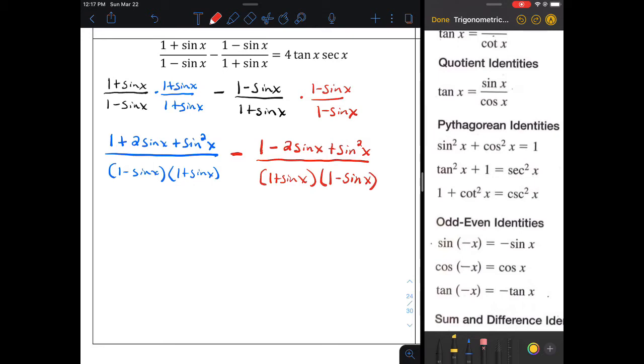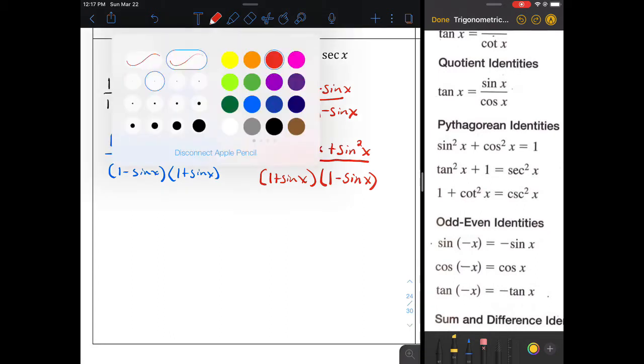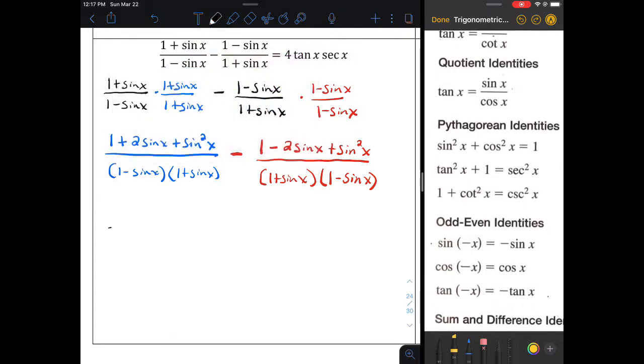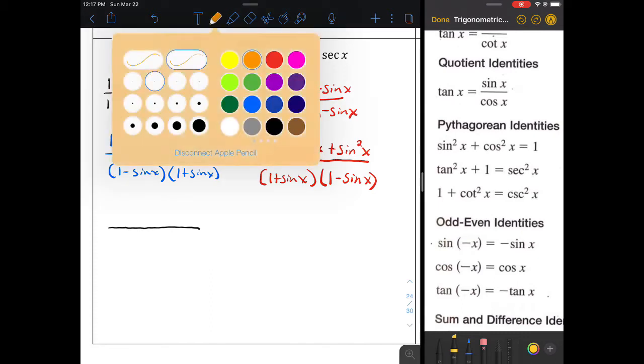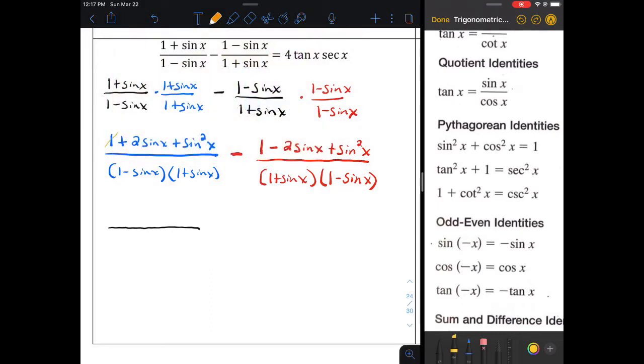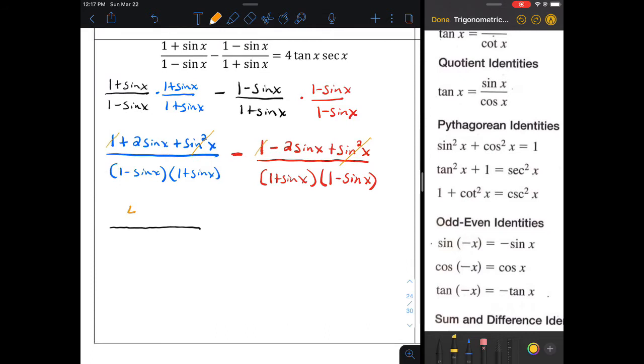All right, well, now let's put the two fractions together and then see where we end up. So when I'm doing that, I'm going to end up here in my numerator with, let's see what's left. There's going to be some things that cancel here. So I have 1 minus 1, sine squared minus sine squared, and then we have 2 sine x minus negative 2 sine x. So that's going to leave me with 4 sine of x.